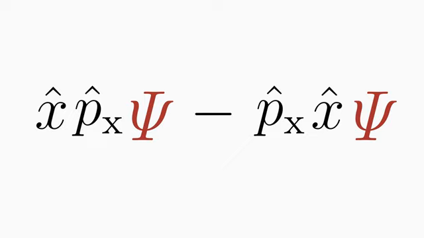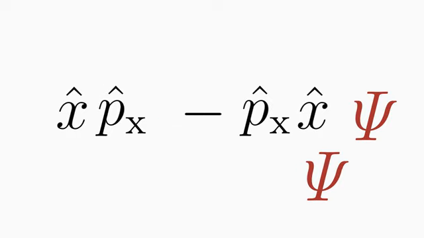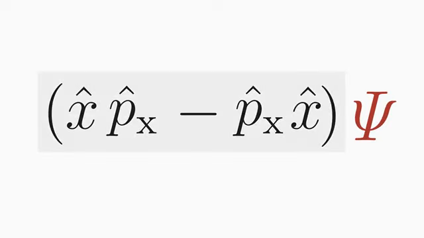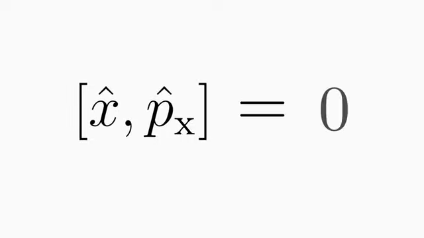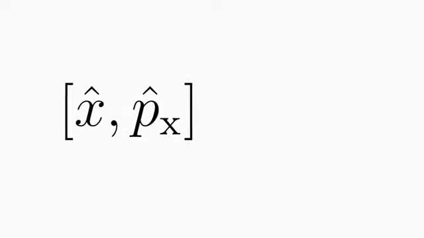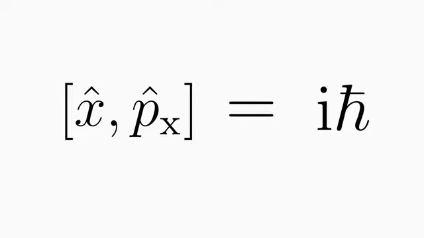The difference of the two measurements is provided by a commutator. For this, we form the difference of the two measurements, bracket out the wave function, and the difference of the operators is then the commutator of x and px. If the commutator is 0, then it is in principle possible to know both observables at the same time exactly. If the commutator is not 0, then it is impossible to know both observables exactly. Only one of the observables can be determined exactly. In the case of the position and momentum operator, the commutator is equal to i h bar.